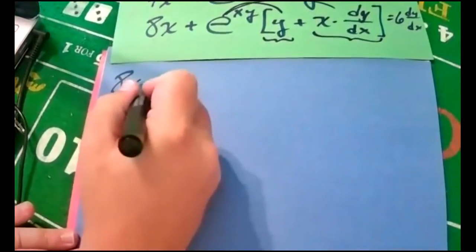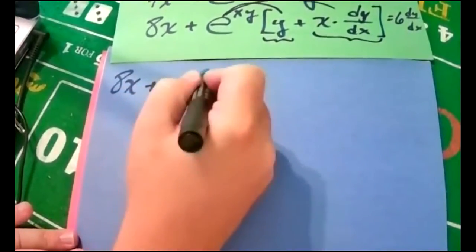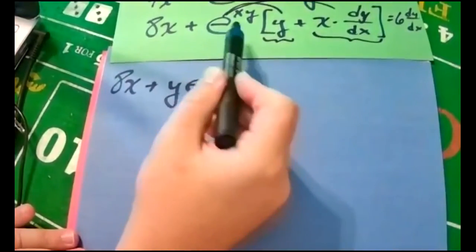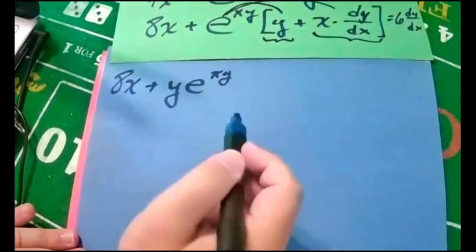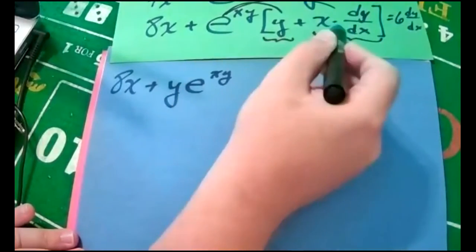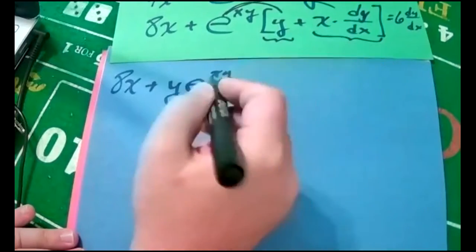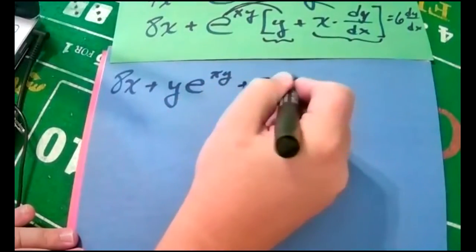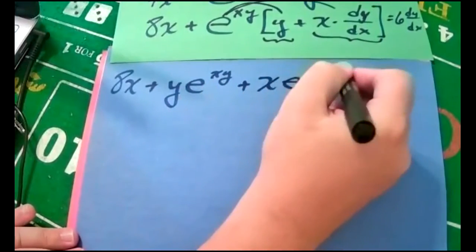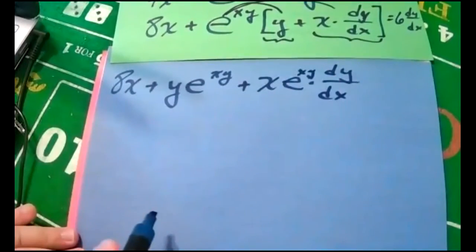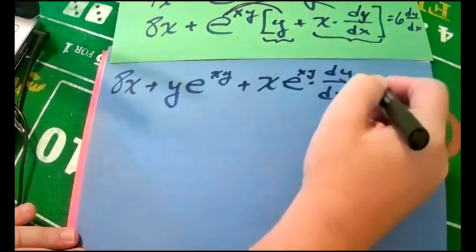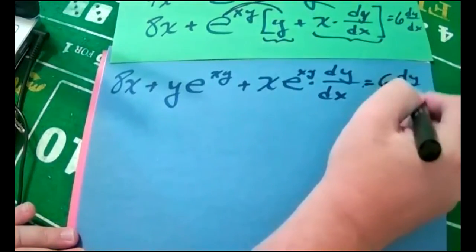First, I'm going to write 8x plus y e^(xy), meaning when you write, the correct penmanship is to write so that that little exponent is the last thing you wrote. It looks a little bit nicer floating up there that way. Then multiplying this times this term, I'm going to squeeze that e term right in between and make it look like this. x e^(xy) times dy/dx. Put that little xy up there. And then last, equals 6 dy/dx.